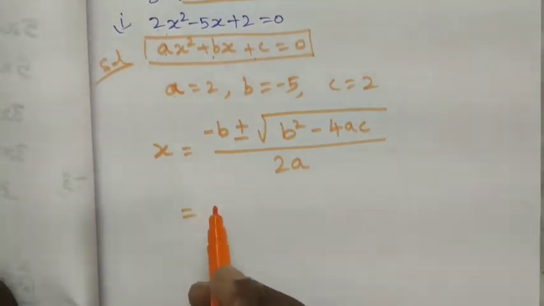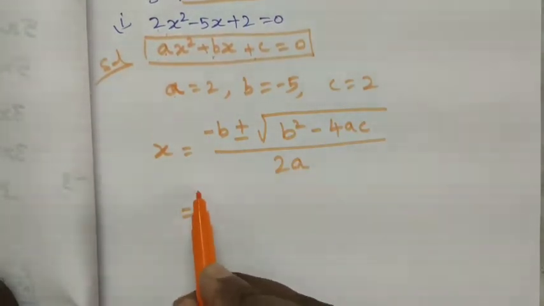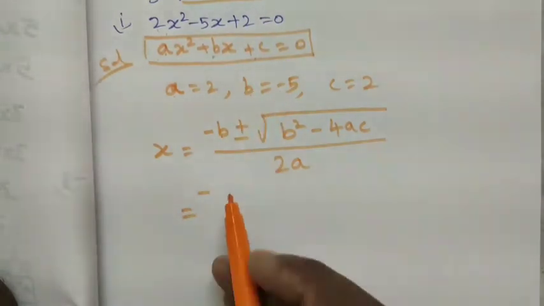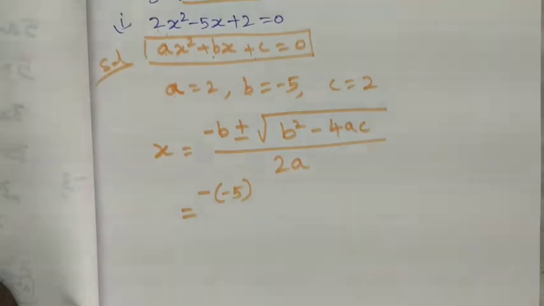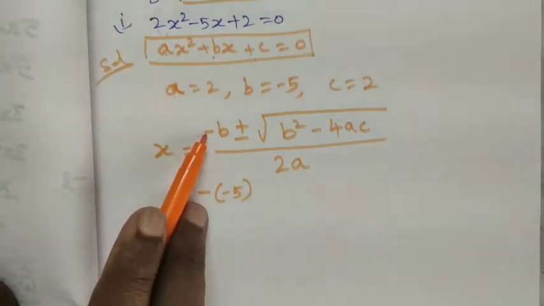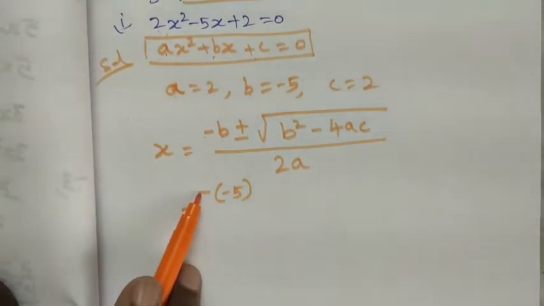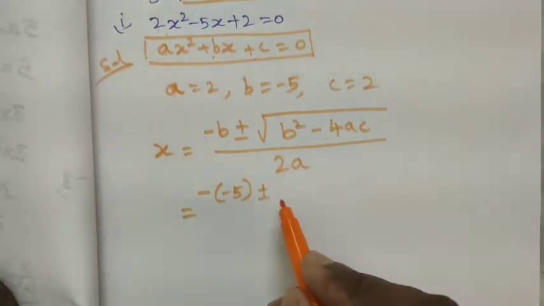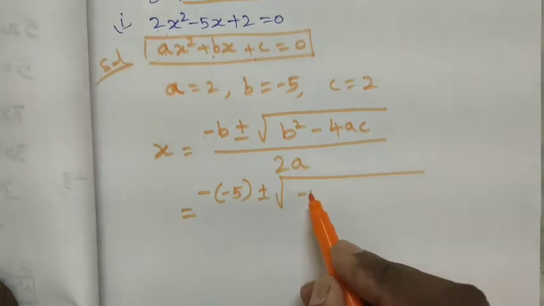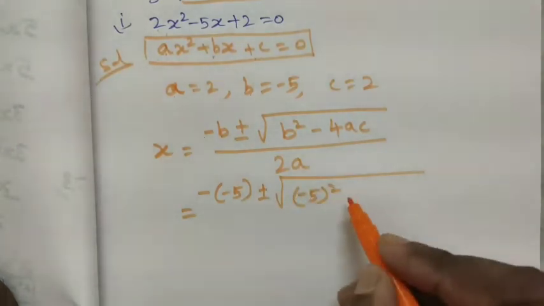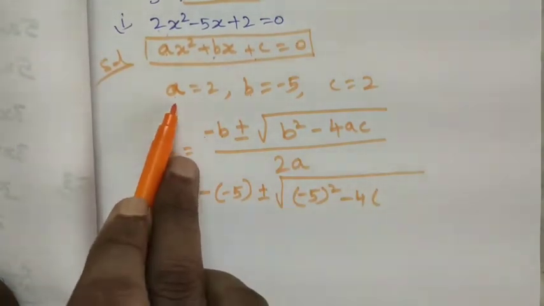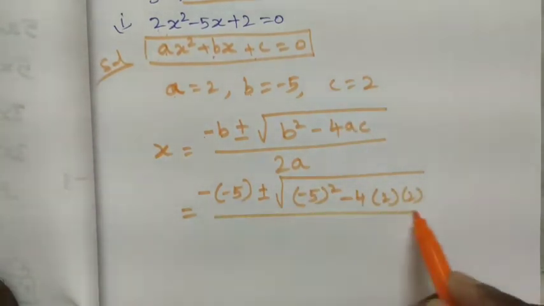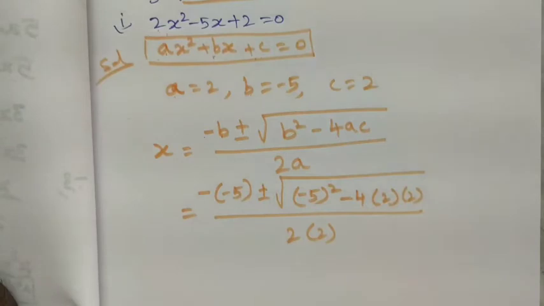Here in the formula we have minus, and then what is the b value? The b value is −5, so use brackets for that. The formula has minus, and the b value is −5, right? Plus or minus the root of b², that is (−5)², minus 4 into the a value 2 and the c value, which is also 2, all divided by 2 into 2, right?